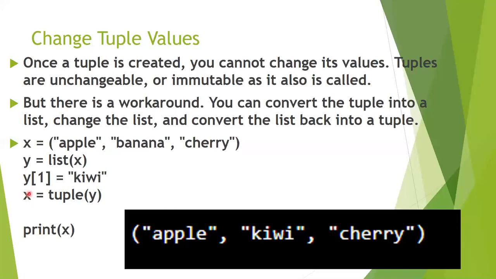Now we convert this list back into a tuple. So x is a new variable. Now we convert this y list as a tuple. Now we can print x as apple, kiwi and cherry. See, banana is converted into kiwi.